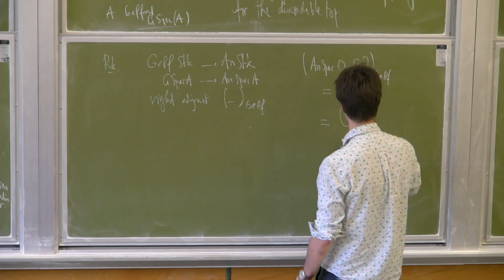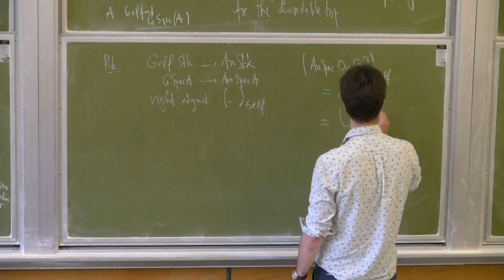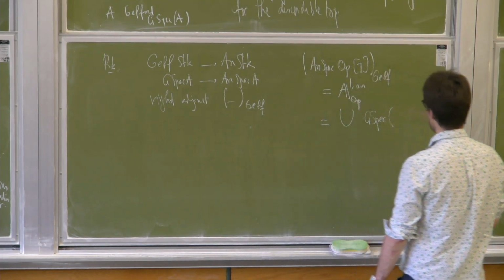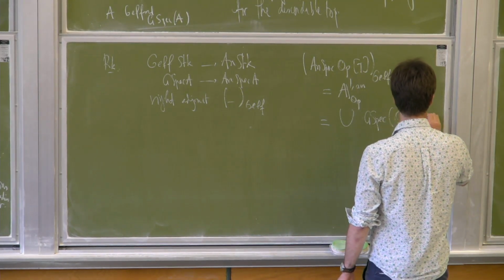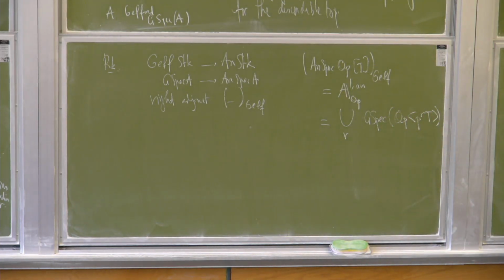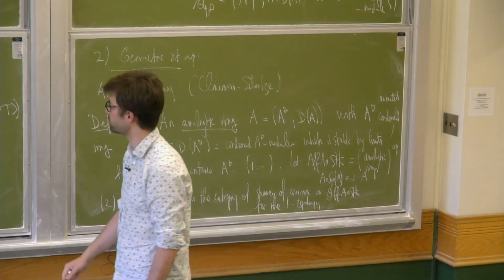So it's really a colimit, a union over all radii, of Gelfand stacks of affinoid disks. Why are they called Gelfand stacks?